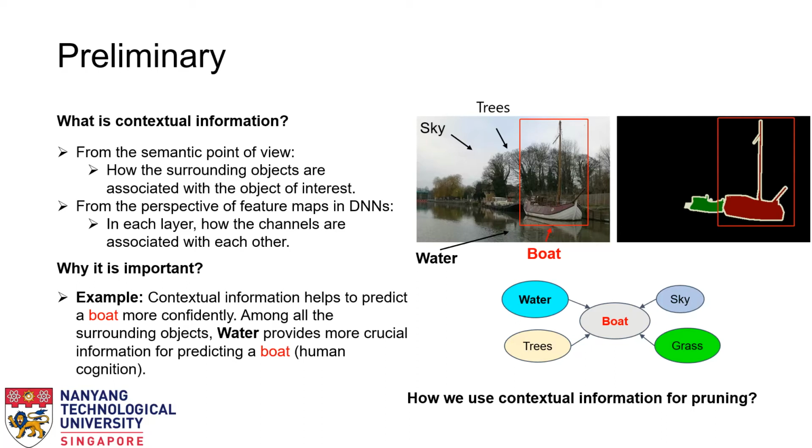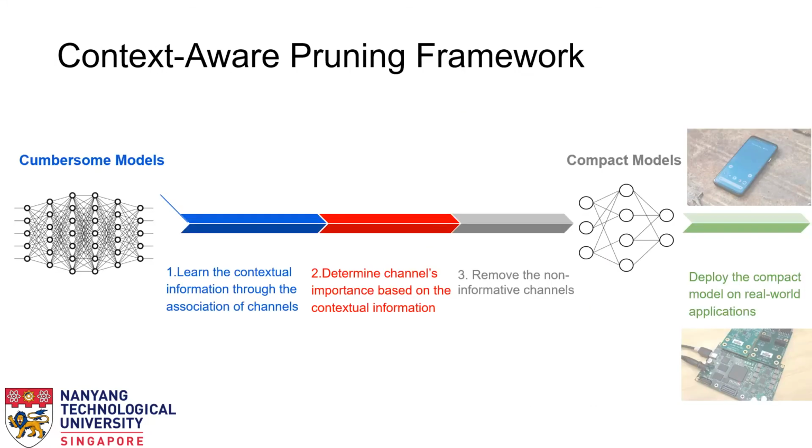Since the contextual information is so important, can we leverage it to guide the pruning for deep neural networks? It has been achieved by our proposed framework, where we tend to preserve channels that provide such important contextual information, like water, and to discard the ones that offer less important context, like sky and grass. Our framework includes 3 steps. First, to learn the contextual information through the association of channels. Second, to determine the channel's importance based on the contextual information. Third, to remove the non-informative channels and obtain the compact models.